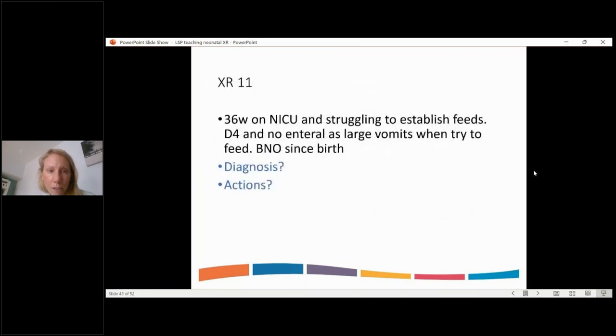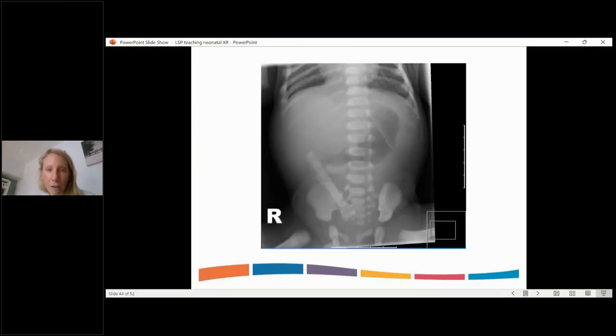So this one, there's a 36-weeker on NICU who was admitted because of hypoglycemia and was poor feeding. And then actually we really struggled to start feeds. And whenever they fed the baby, it was having really large vomits, and they tried different formulas thinking it was that because the baby was otherwise well and no change. And then actually when they looked at the charts, they realised the baby hadn't opened their bowels since birth, and it was day 4 of life.